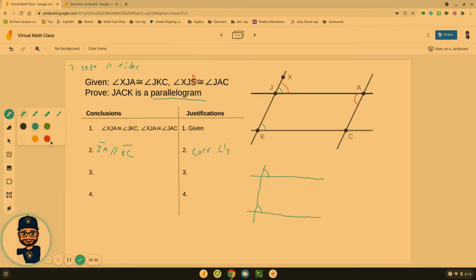Now, if I take the red one, notice in this red one, what we have is we have this line up here, and we have this line over here being cut by this JA, where this angle is congruent to this angle. What do we call those two angles when they're on opposite sides? Those are alternate interior angles. Alternate interior. Therefore, JK is parallel to AC.